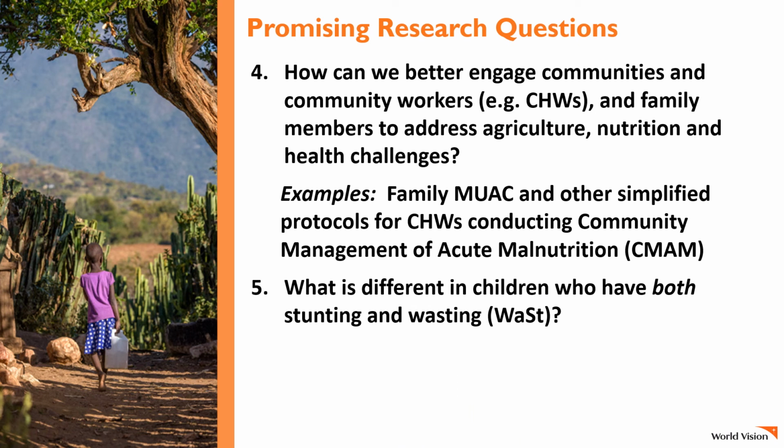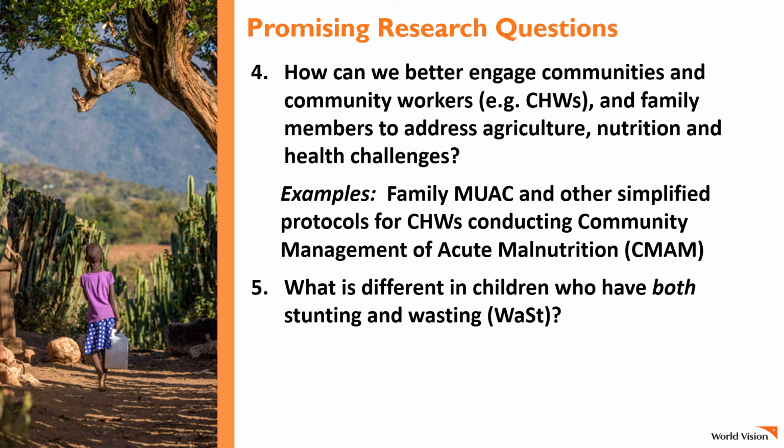We also need to be asking how we can be better engaging communities, community workers, and family members in addressing agriculture, nutrition, and health challenges. For example, only 1 in 3 children needing wasting treatment are treated, and wasting is the deadliest form of malnutrition, but policy and investment have not caught up.